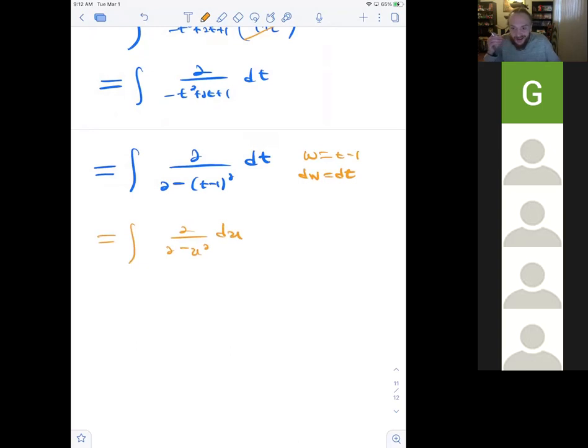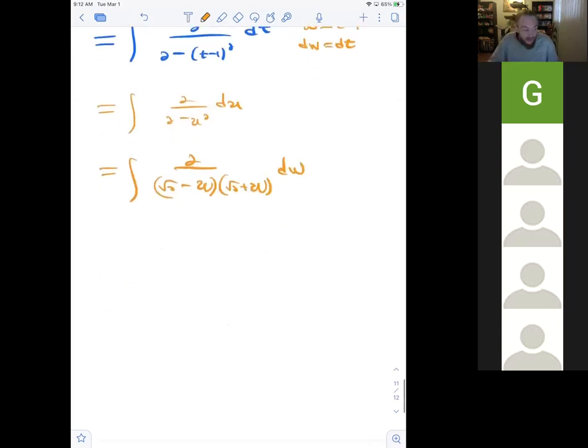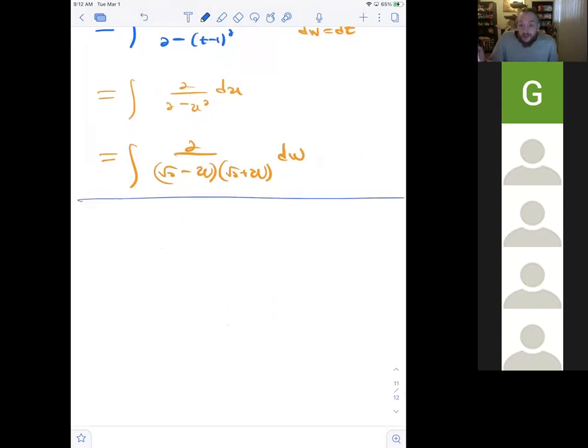Nobody said it would look nice, but now I have to use partial fraction decomposition. This is equal to the integral of 2 over root 2 minus w times root 2 plus w, dw. Now what do we have to do? Because I have this, we have to make partial fraction guesses. So 2 over root 2 minus w times root 2 plus w is equal to, what are we going to get?